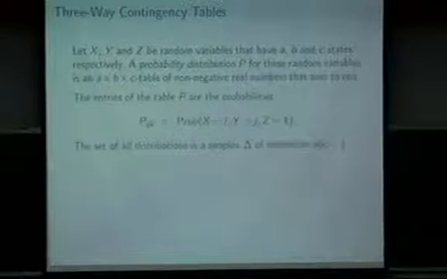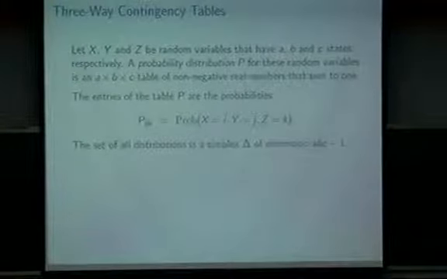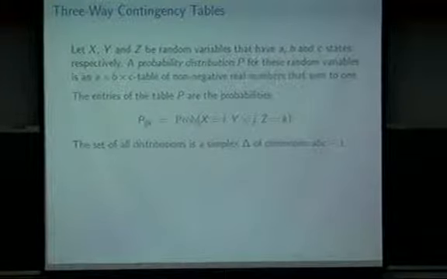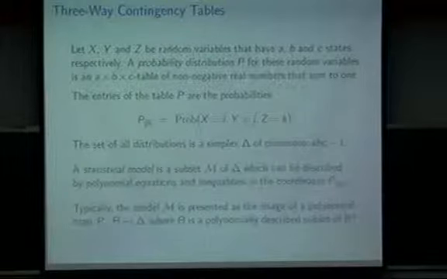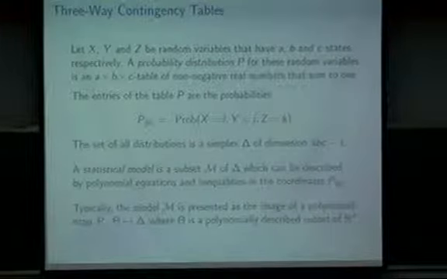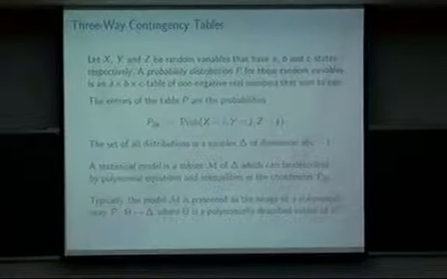So the entries represent the probabilities. The (i, j, k) entry of this table is the probability that X is in state i, Y is in state j, and Z is in state k. And the set of all distributions forms a simplex. But now the simplex has dimension A times B times C minus 1. So now a statistical model is this red thing. It's a subset M of the simplex, which can be described by algebraic equations and inequalities in the coordinates.